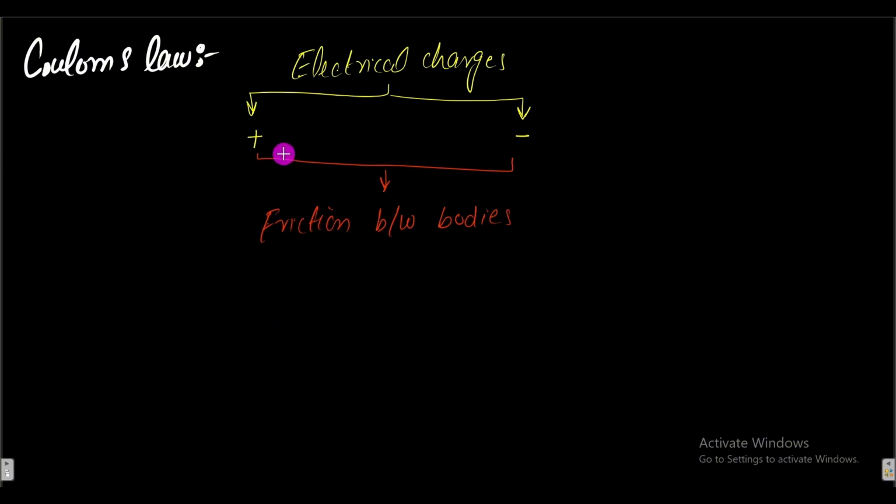Now I am going to take two charges. Let's say I am taking one positive charge and the other one is also a positive charge. So these two charges have the same nature. Therefore, we call them like charges. And as you know, these two charges are positive and like charges, therefore there will be a force of repulsion between these two charges. So between like charges we have a force of repulsion.